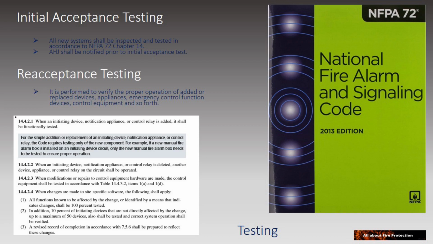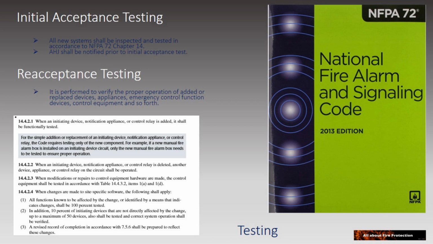So, when an initiating device, notification appliance, or control relay is added, it shall be functionally tested. This is one requirement of NFPA 72 in the acceptance testing. It means when we replace an existing device, let's say one device, that device shall be tested only, and it does not require to test all existing devices in that particular circuit.